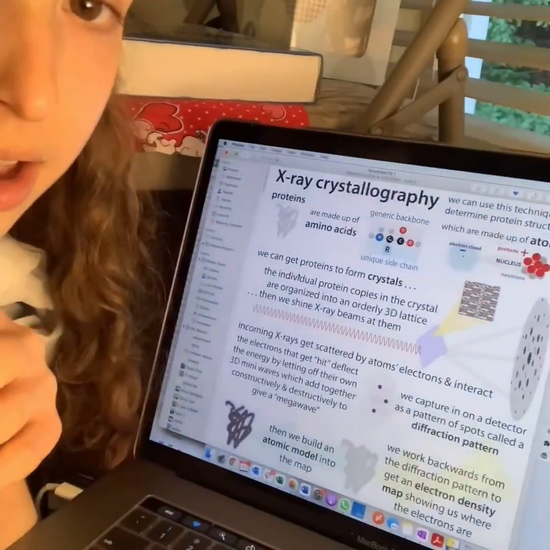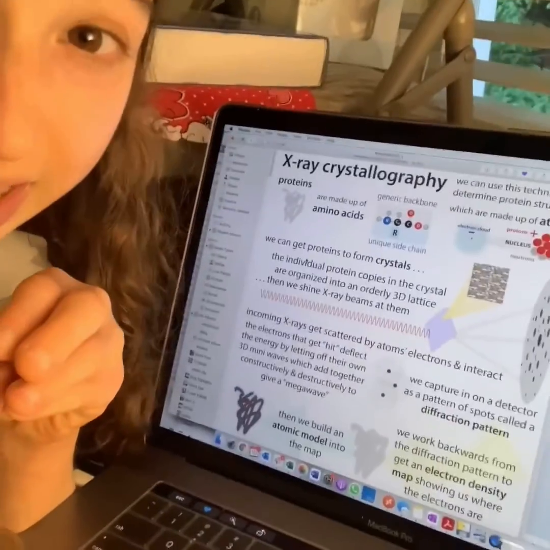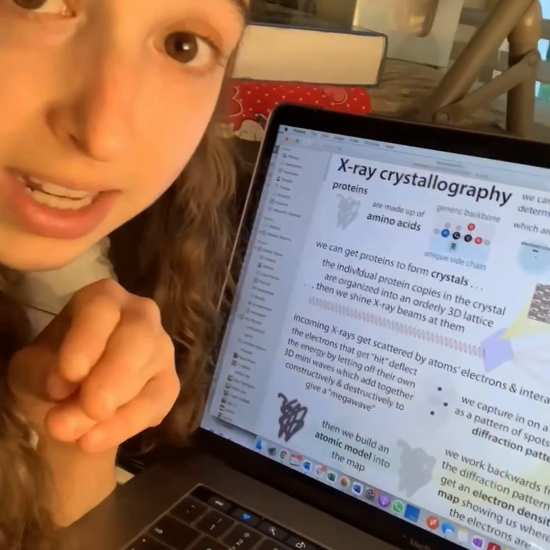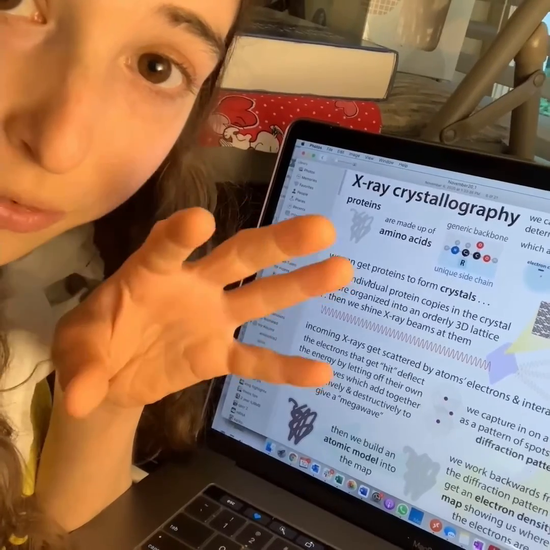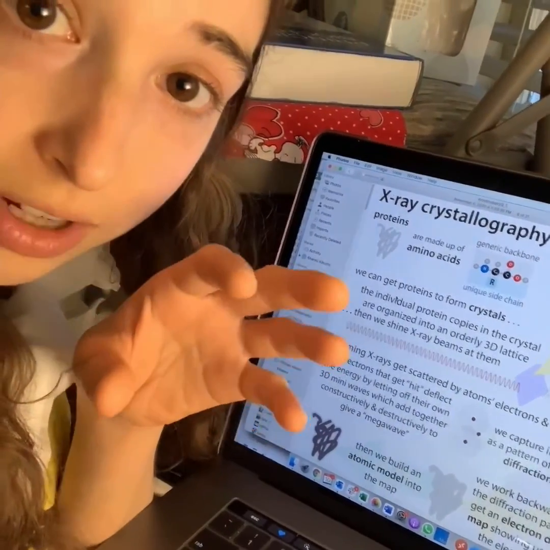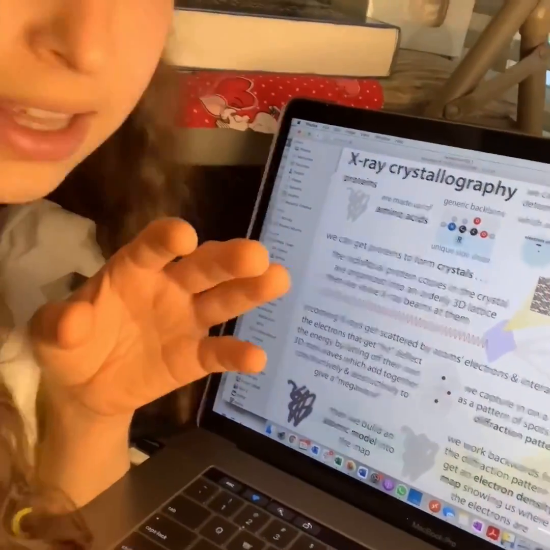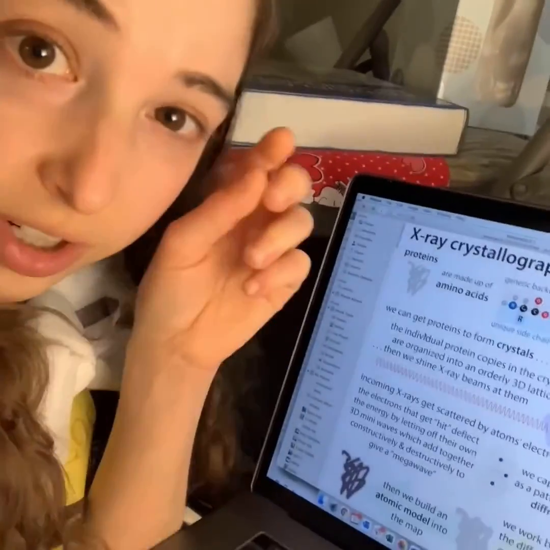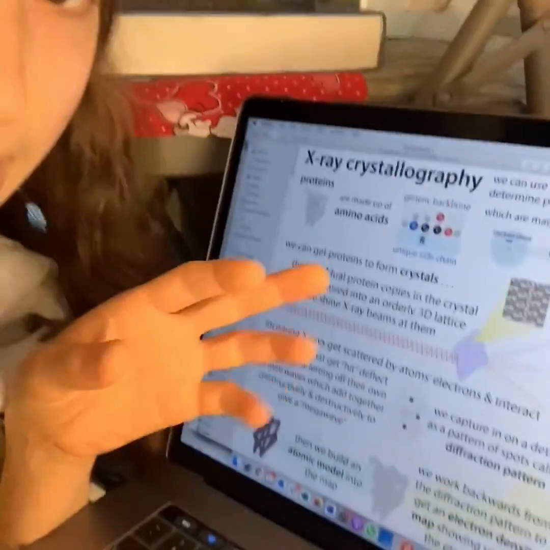Then you beam X-rays at them, which are really energetic light rays, and they hit the molecules in the crystal and get scattered. So they diffract. They combine with one another either constructively, so they build together, or destructively, where they interfere and cancel each other out. The ones that build together travel past the crystal and hit a detector, and then you get a pattern of spots.